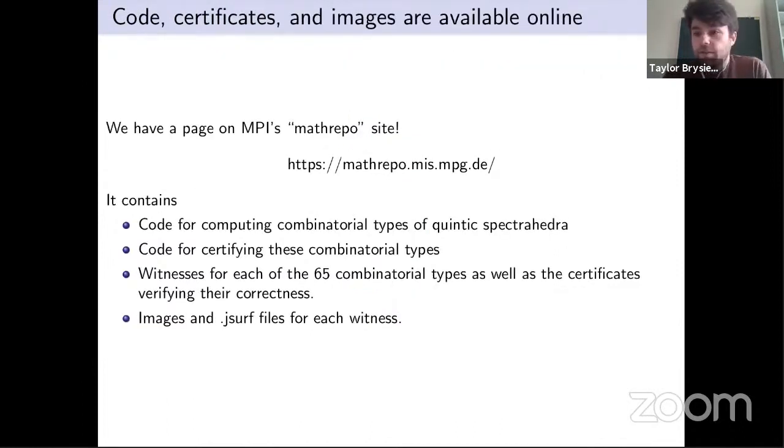Of course, you don't have to take it on faith that we did this. All of the code is available publicly online on the Max Planck Institute's MathRepo site. So there's code there for computing the combinatorial types of quintic spectrahedra, code for certifying these combinatorial types, these witnesses for each of the 65 types that I gave you in that triangle, and you get the cool images that I showed for all of those too.